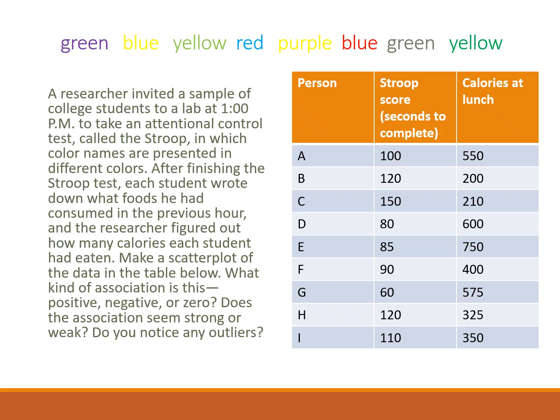Make a scatter plot of the data of the table below. What kind of association is this? Positive, negative, or zero? And does the association seem strong or weak? And do you notice any outliers? So I would suggest you actually hit pause and do this yourself.